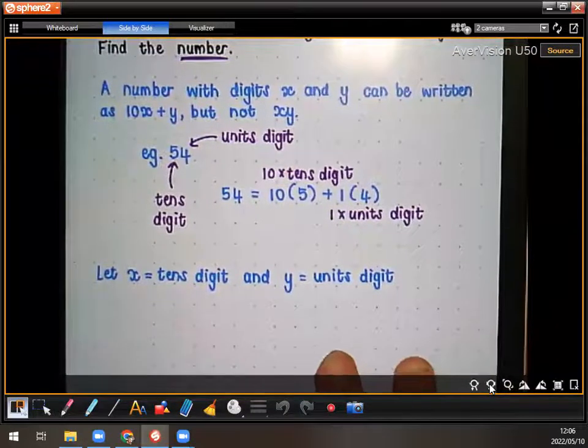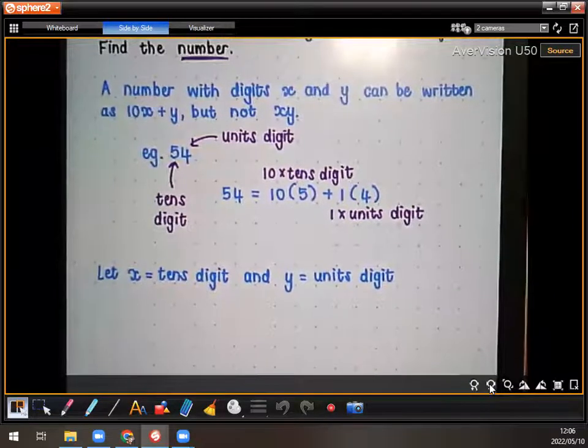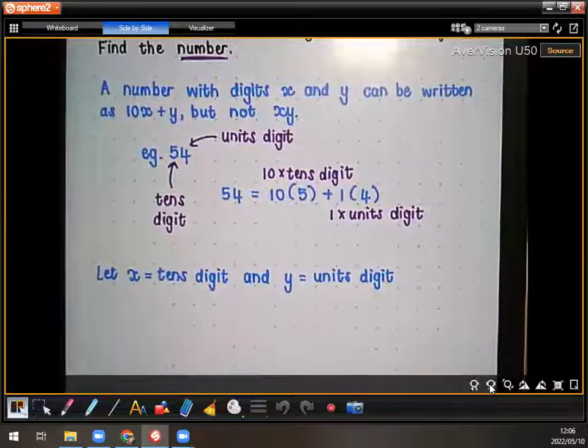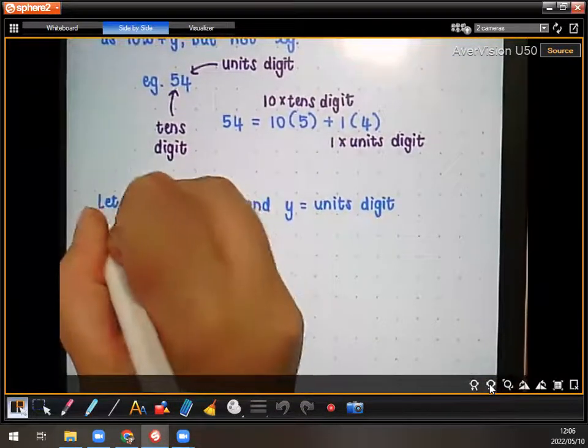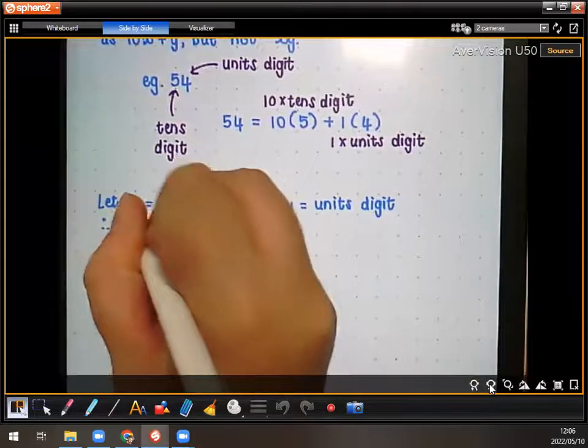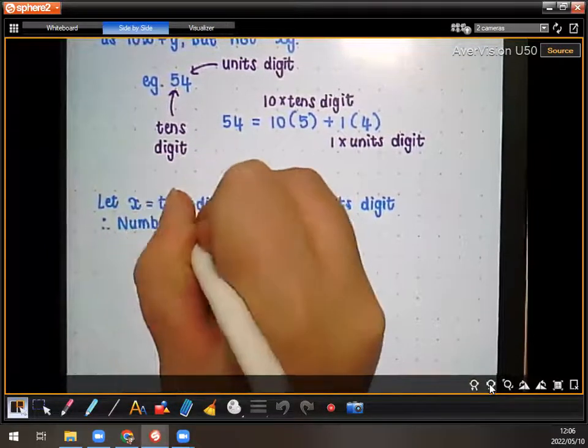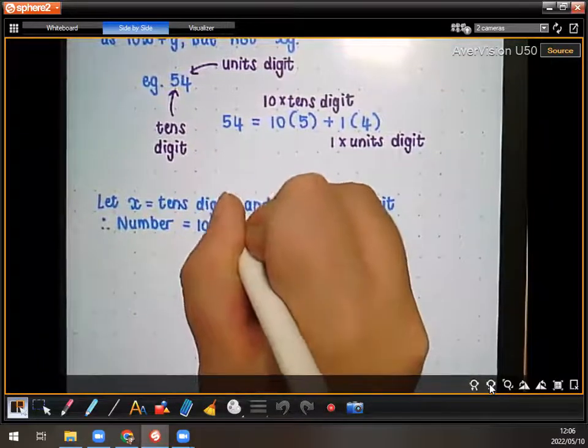Now, could I express the tens and the unit digit in terms of one variable? Did they give me some kind of relationship between the two? If we read through the question again, they're not saying anything like the unit's digit is 2 times the tens digit. So we can't use the same variable to represent both of them, and we are forced to introduce 2 variables. If x is the tens digit and y is the unit's digit, then the number we are looking for is 10x plus y.